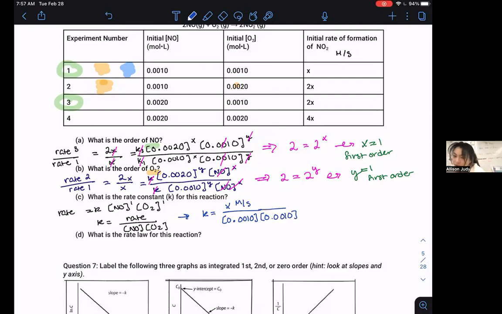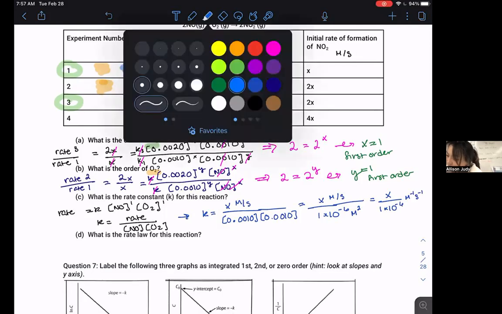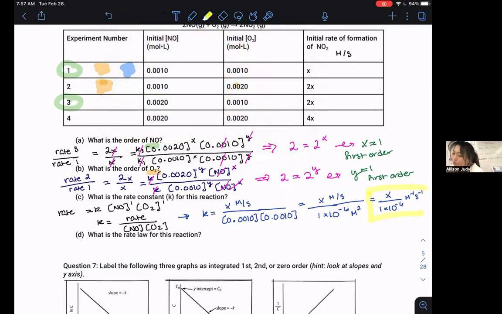And that's going to equal X all over 1 times 10 to the negative 6. And this would be molarities squared, because this is concentration. And this would be molarity per second, simplifying down to X over 1 times 10 to the negative 6, molarity to the negative 1, seconds to the negative 1. And that would be your final answer for the value of K, which is our rate constant, which we use to compare.